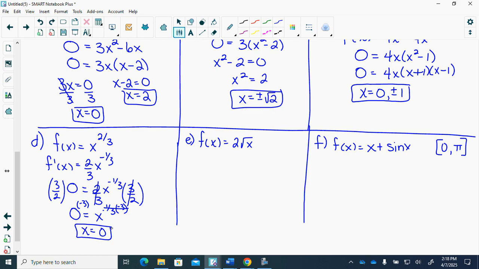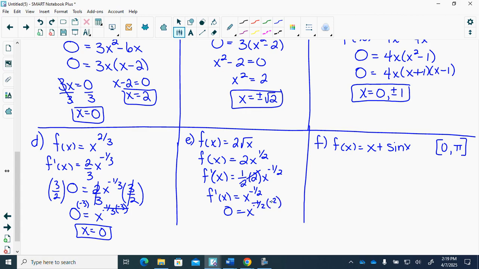Okay, let's go to our y equals and clear that out. Let's put in the other one, 2 root x. So this looks like it might be a 0 thing too. So we go f of x equals 2x to the half. Remember, the first thing you always want to do is make radicals into rational exponents, right? F prime of x equals 1/2 times 2, x to the -1/2. 1/2 times 2 cancels, so f prime of x equals x to the -1/2. And then 0 equals x to the -1/2. And we raise to the power of -2. So once again, x equals 0.